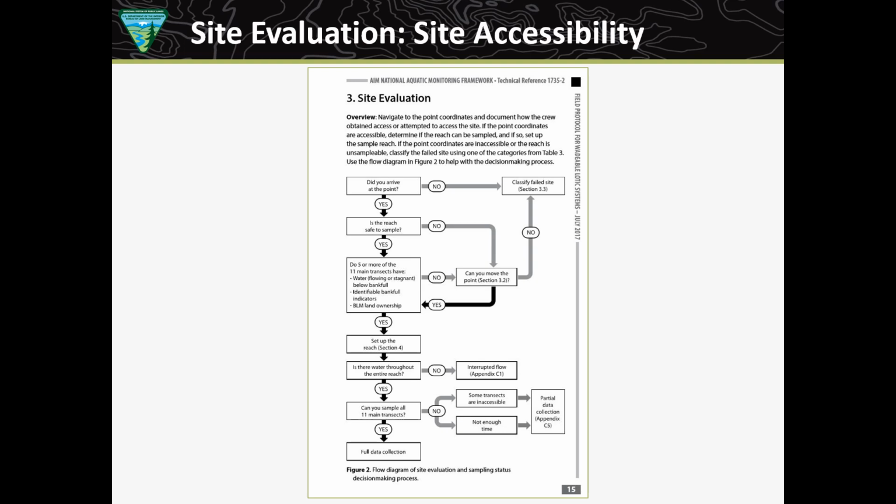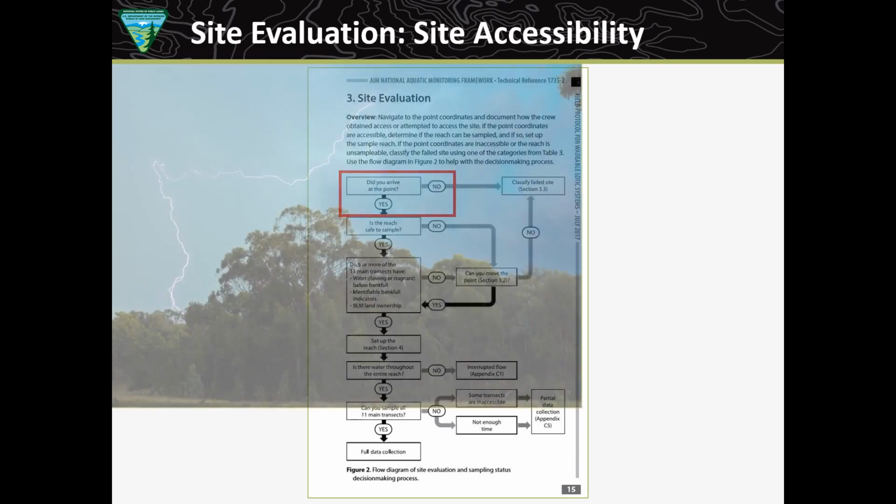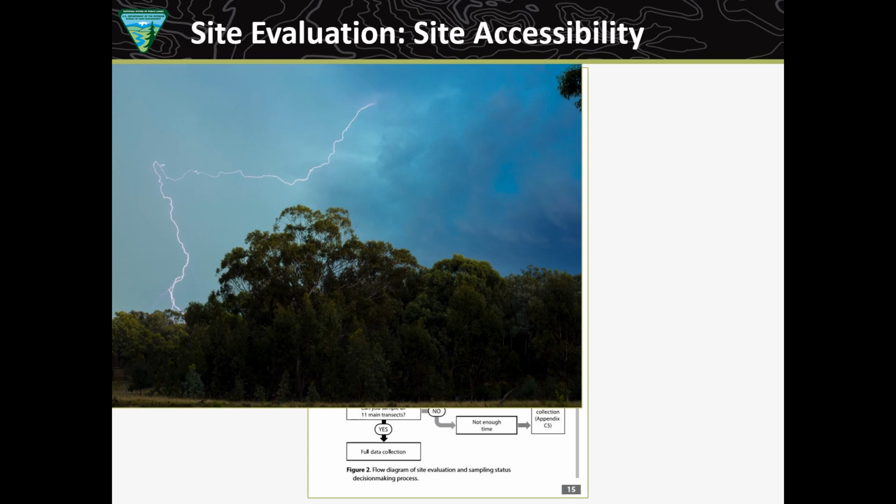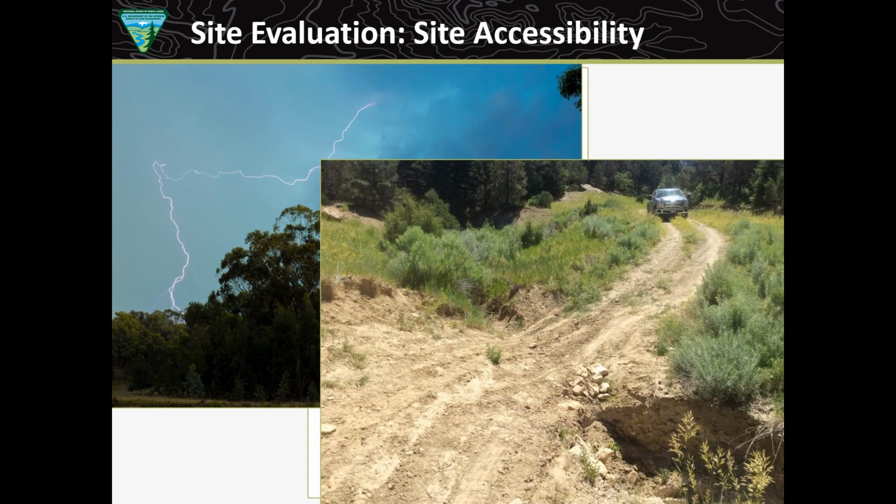There is a flowchart in the field protocol on page 15 that walks through the Aquatic AIM site evaluation process. The first step in the process is to attempt to access the point. In some cases, a sample location may not be accessible due to unforeseen conditions, such as extreme afternoon thunderstorms or washed out roads.